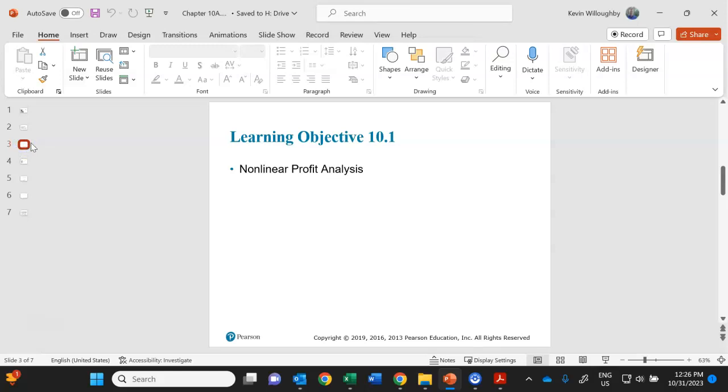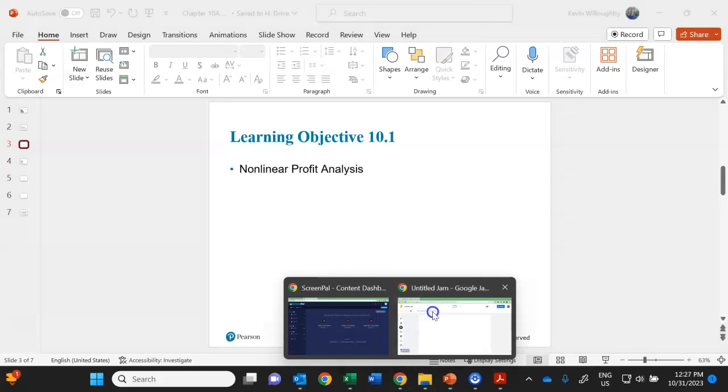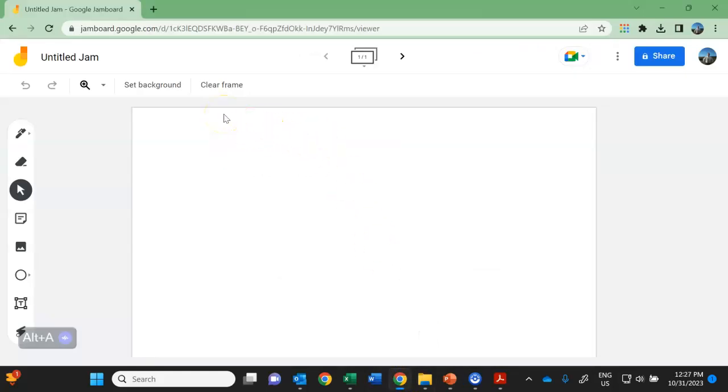The example we're going to go into is on page 478 of your textbook. We're going to work through this example. It's a nonlinear profit analysis trying to determine the price that will maximize our profits. So I'm going to go into Jamboard here and draw some things out.